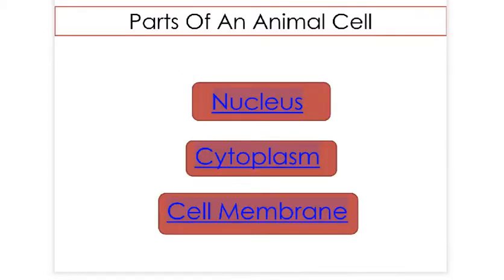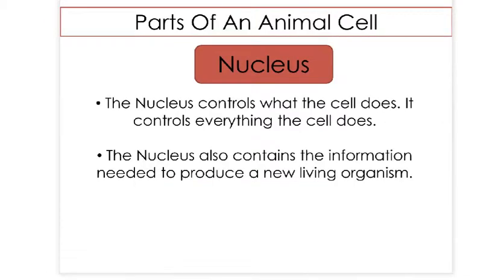Both animal and plant cells have many parts, or as scientists call them, organelles. Here you can see some examples. Let's look at some of these organelles in more detail. The nucleus is like the brain of the cell. It controls what the cell does. Pause the video here and copy the information on the slide.